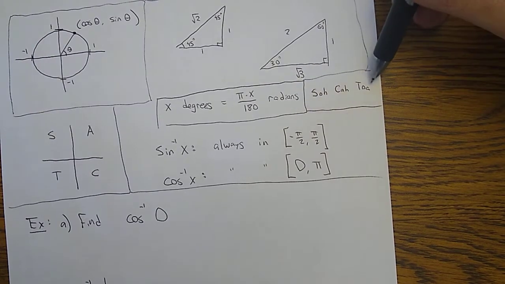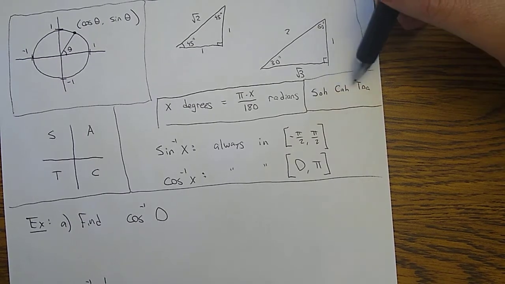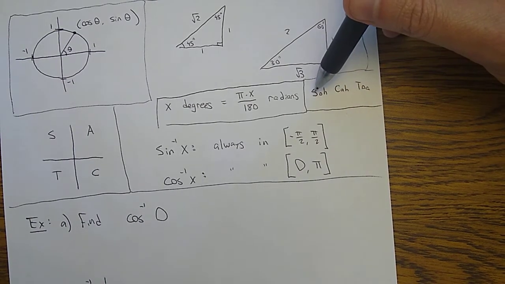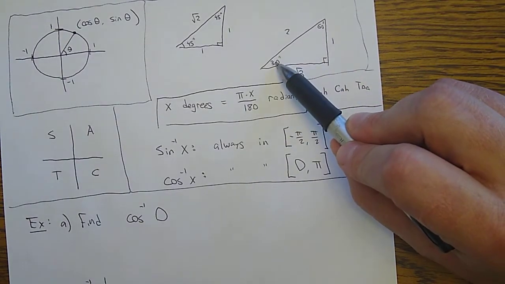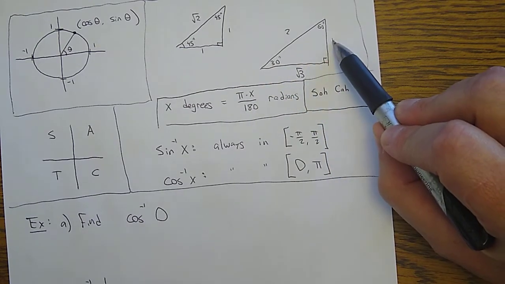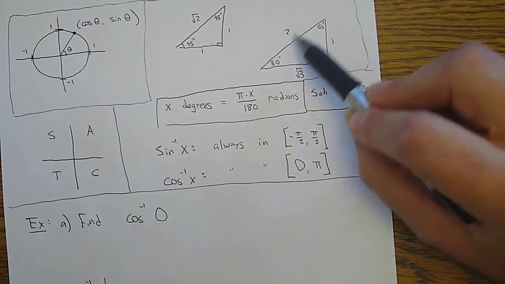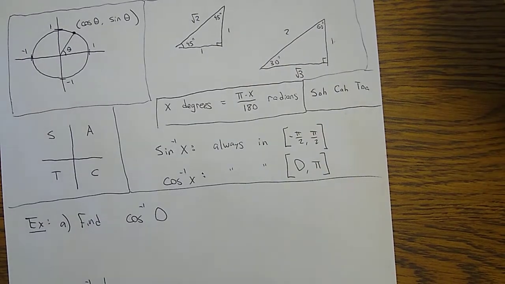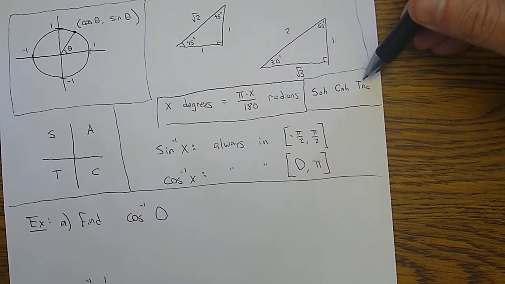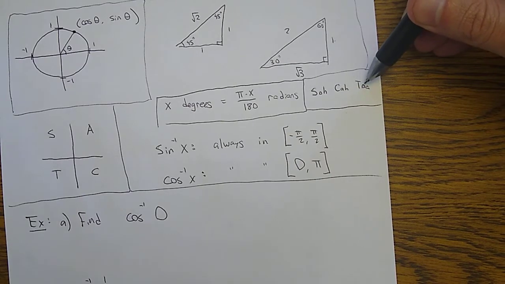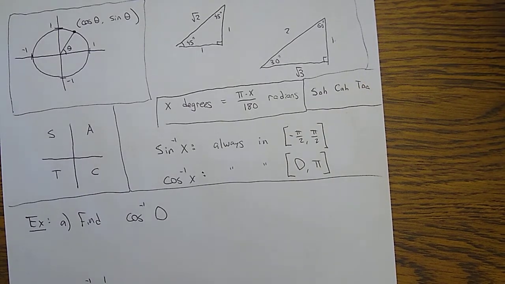Here, of course, I wrote SOHCAHTOA. I don't know if people remember it this way, but this is one way to remember that, for example, the sine of an angle is the opposite over hypotenuse. So like the sine of 30 would be 1/2, because this is the opposite from 30 and this is the hypotenuse. Similarly, cosine is adjacent over hypotenuse and tangent is opposite over adjacent.